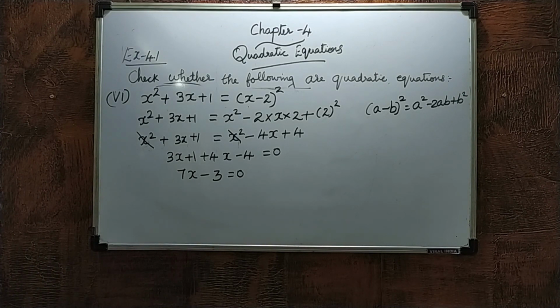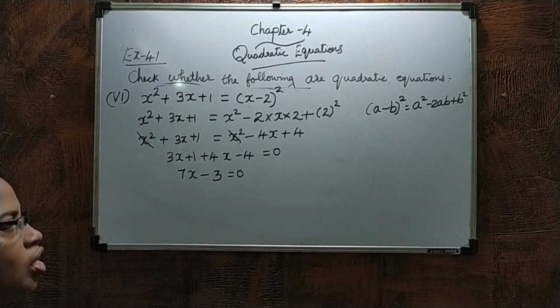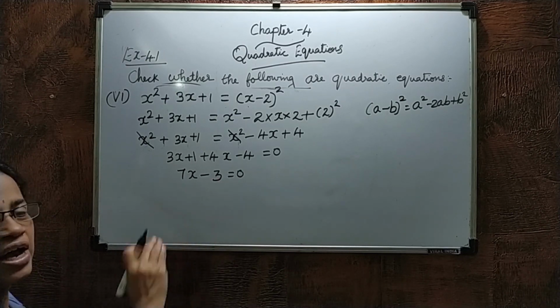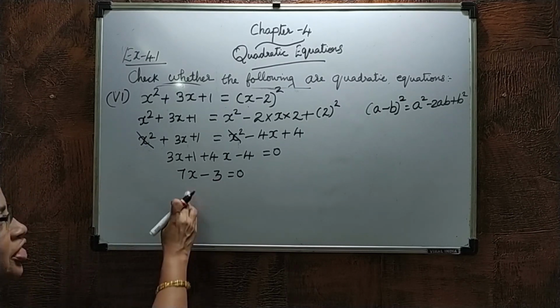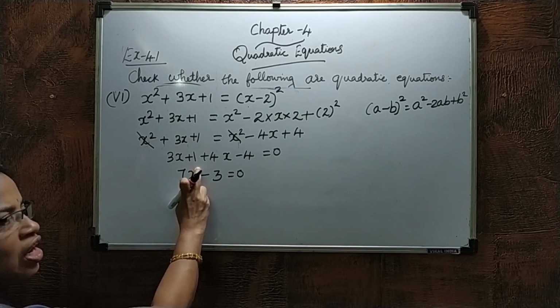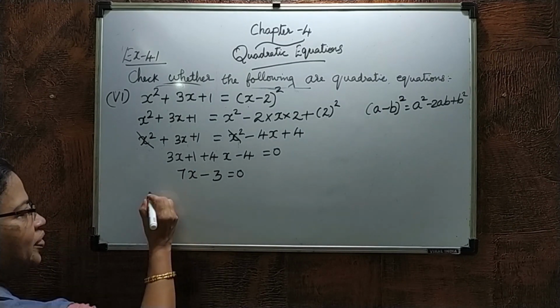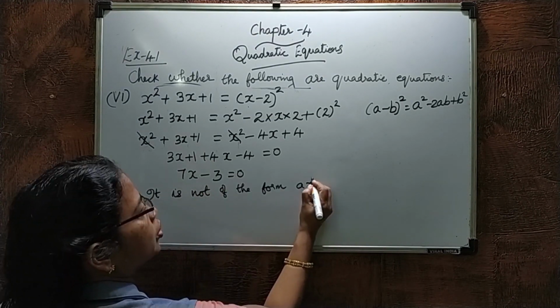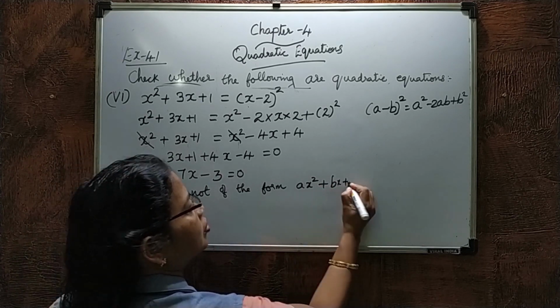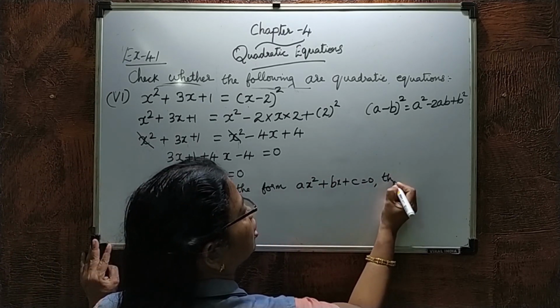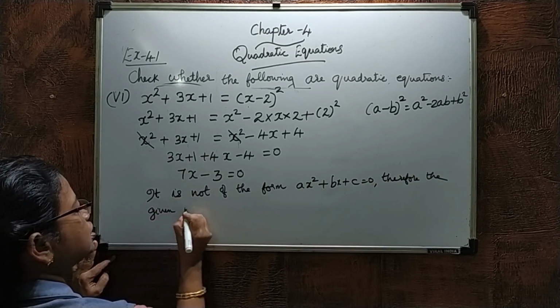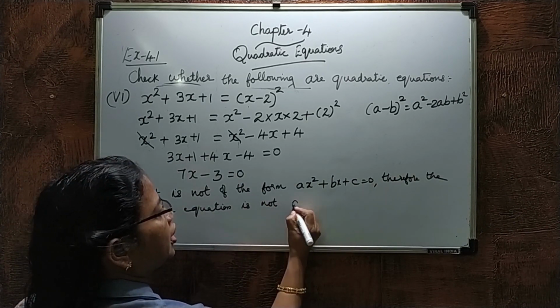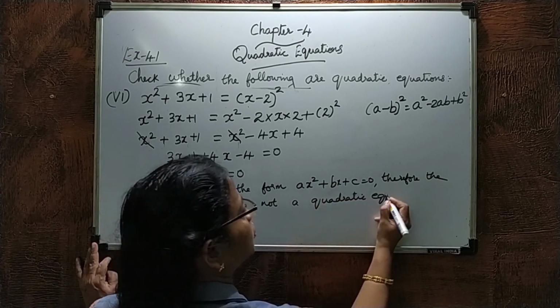Now what can you say? Is it a quadratic equation? No. Why? It is not in the form of ax square plus bx plus c equal to 0 because there is no exponent as 2. The highest degree, or highest exponent, is 1 only. So what you can write? It is not of the form ax square plus bx plus c equal to 0. Therefore, the given equation is not a quadratic equation.